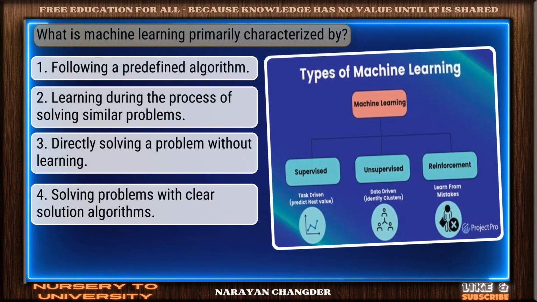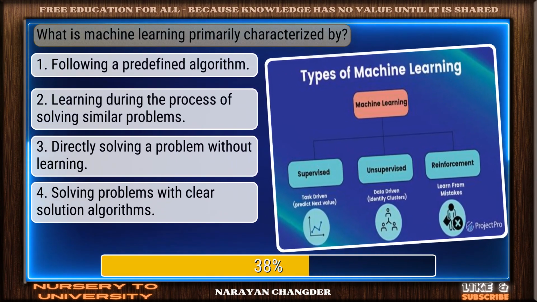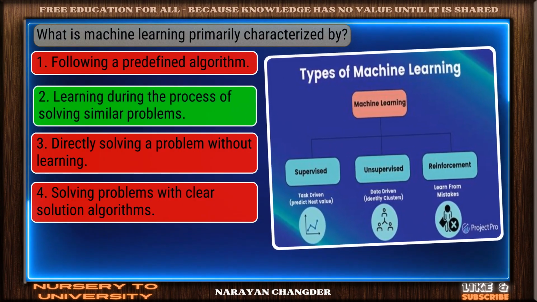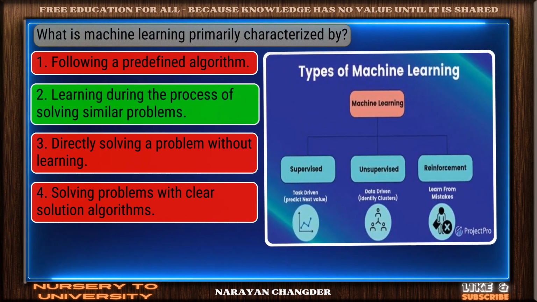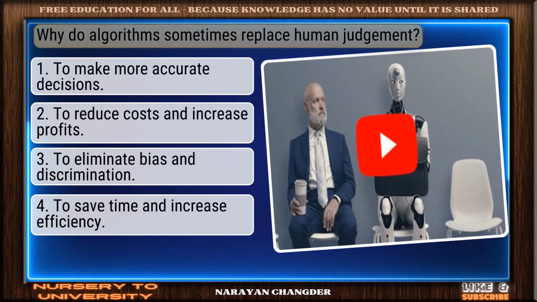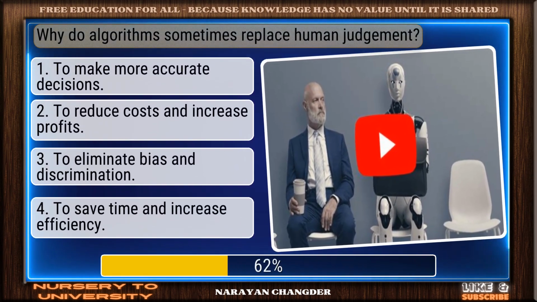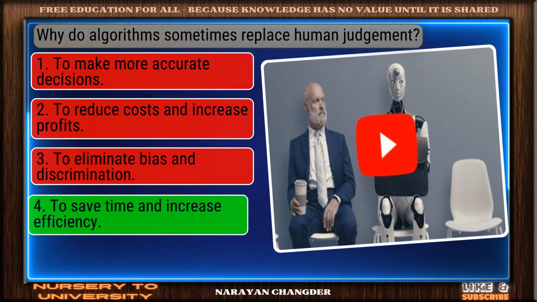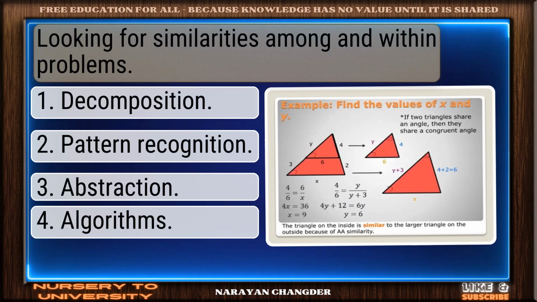What is machine learning primarily characterized by? Correct response. Learning during the process of solving similar problems is the most accurate answer. Why do algorithms sometimes replace human judgment? You got it. Your choice, to save time and increase efficiency, is right.